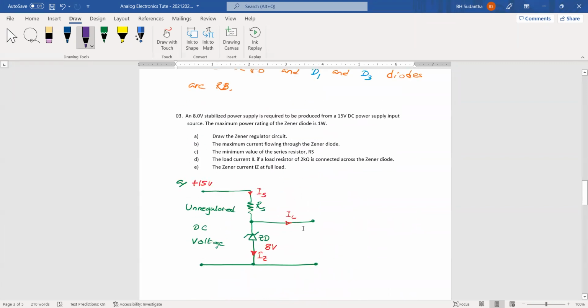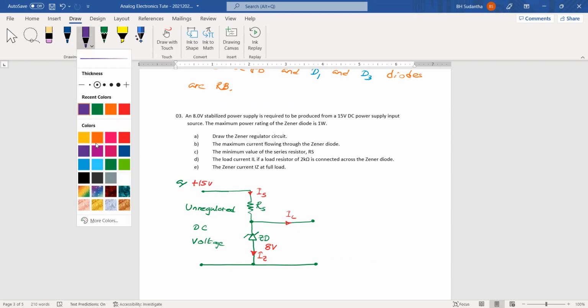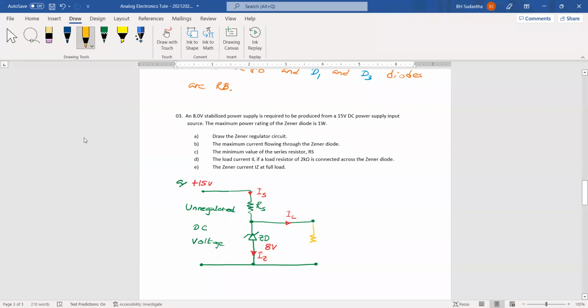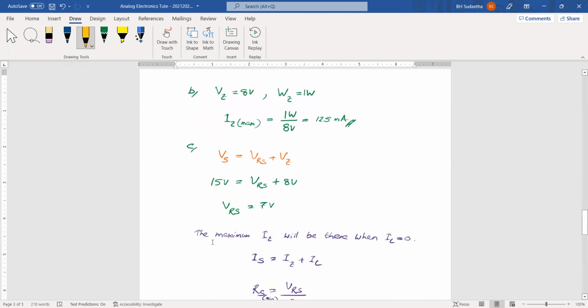Next one: find the load current IL if a load resistor of 2K ohm is connected across the Zener diode. Okay. Now we are going to connect a load here, across this one. A 2 kilo ohm load resistor will be connected. Then we have to find the load current IL.